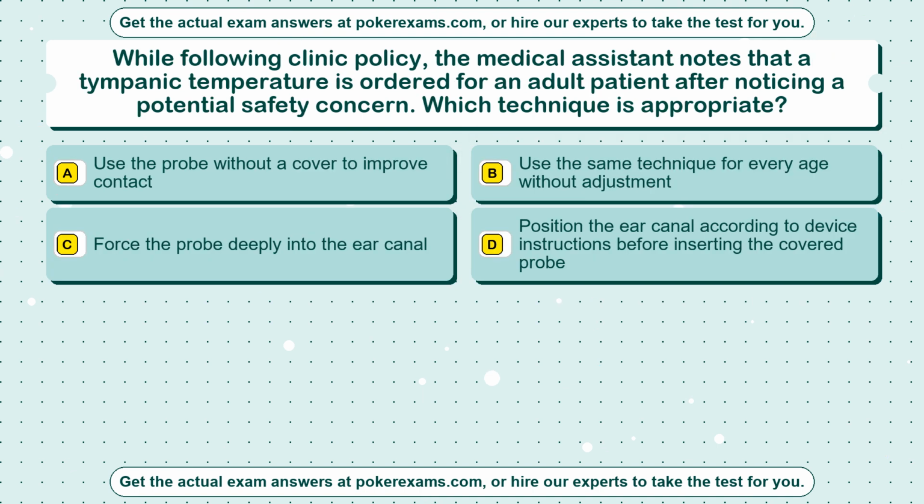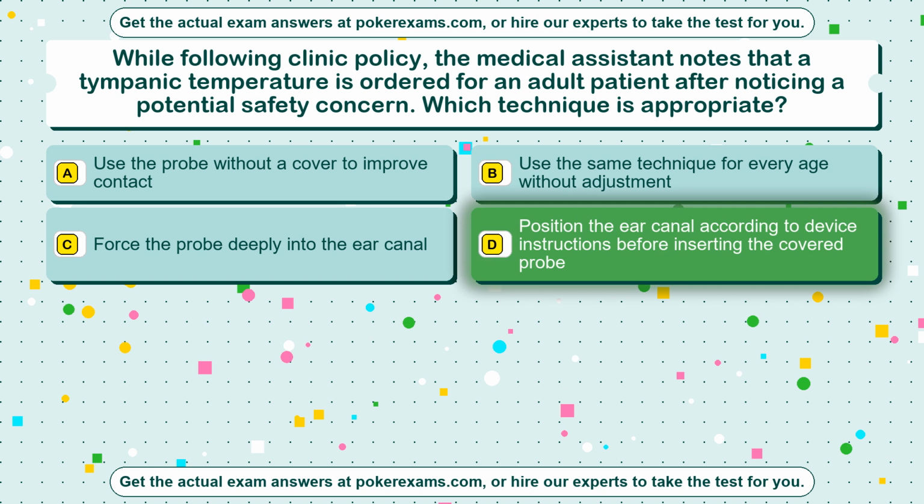Question 95. While following clinic policy, the medical assistant notes that a tympanic temperature is ordered for an adult patient after noticing a potential safety concern. Which technique is appropriate? Option A, use the probe without a cover to improve contact. Option B, use the same technique for every age without adjustment. Option C, force the probe deeply into the ear canal. Option D, position the ear canal according to device instructions before inserting the covered probe.